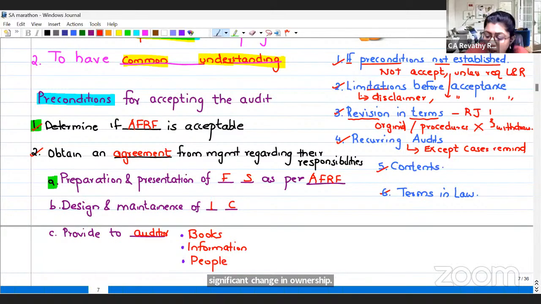Okay. How many contents for engagement letter? 5 contents. Scope and objective. Responsibilities of management, responsibilities of auditor. Then FS is prepared as per AFRS, auditor's report form and content.